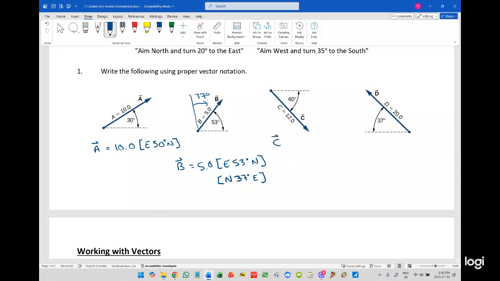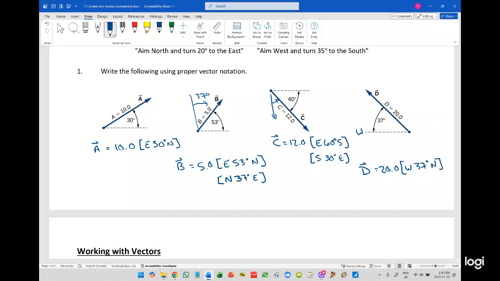For C, that's going to be 12.0 units. And the direction on it, the way that the picture is drawn, is east 60 degrees south. If we did it where we do the dominant direction, that would be south and then 30 degrees to the east. And finally, the last one, which is actually a little bit more properly drawn, is 20.0 units, and its direction is dominantly to the west and then 37 degrees to the north.